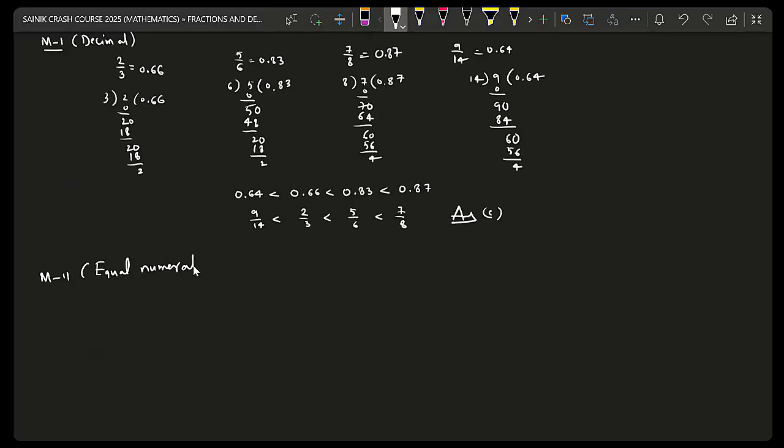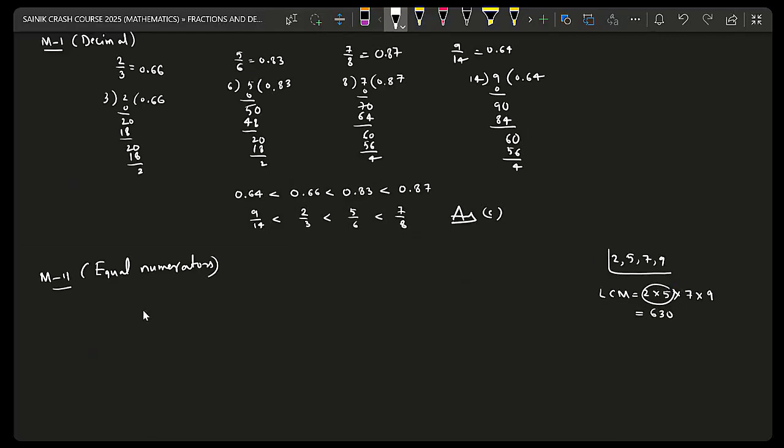Okay, equal numerators. So you take the LCM of numerators 2, 5, 7, 9. Any common factor there? No, any two numbers are not having any common factor. Simply the LCM is their product, right? 7 nines are 63 and 2 fives are 10. It is 630, right?